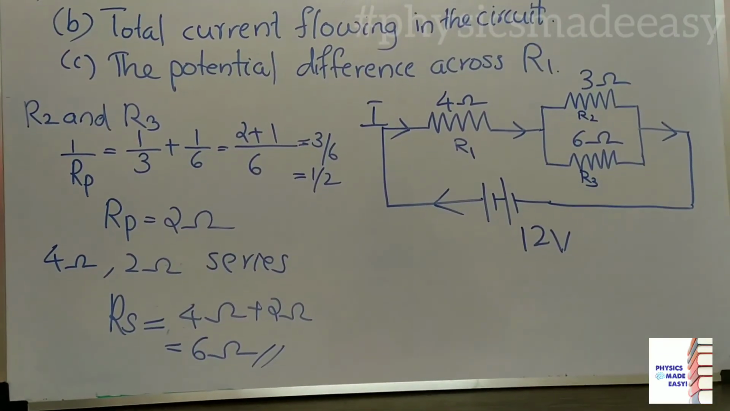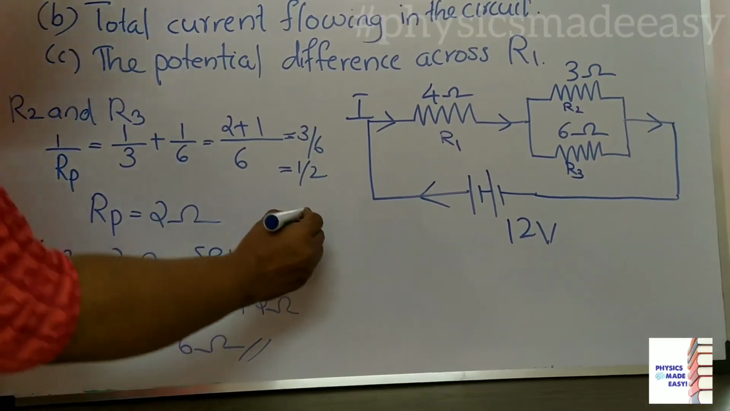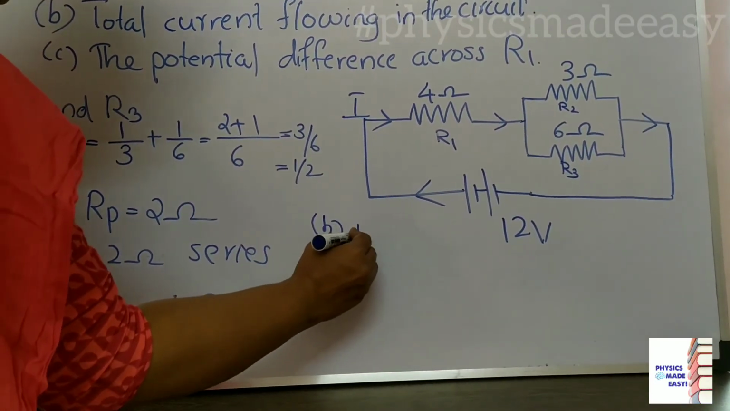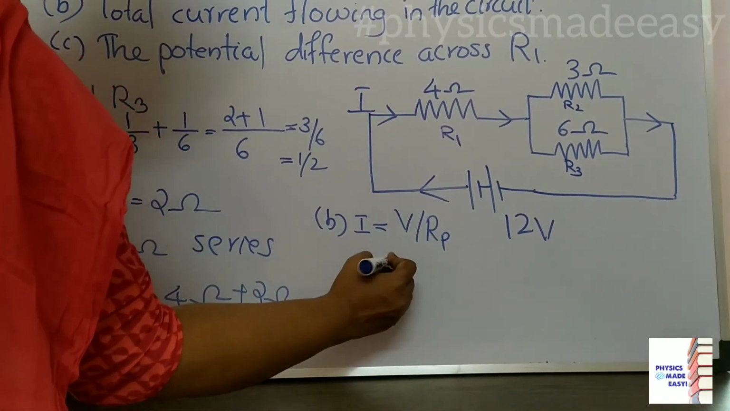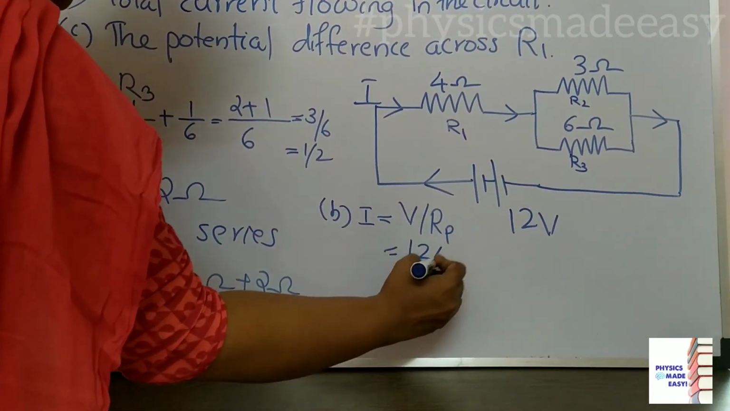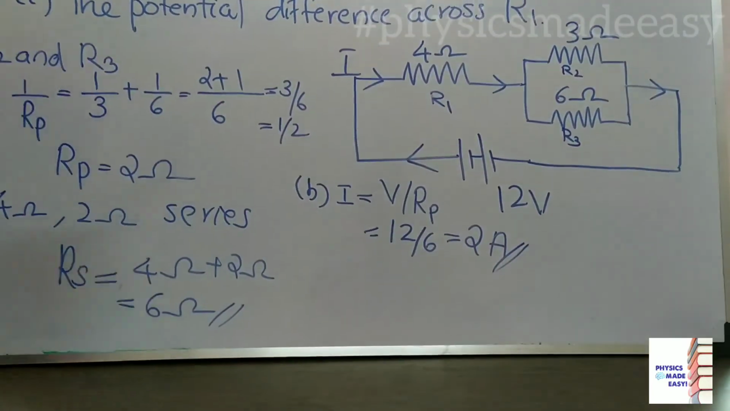Then we have to find the current flowing in the circuit. How can we find? Here we can use our Ohm's law. According to that we can write I is equal to V divided by Rp. Then V, that is potential difference, 12 divided by 6. Then you will get 2 ampere. That is the current in the circuit.